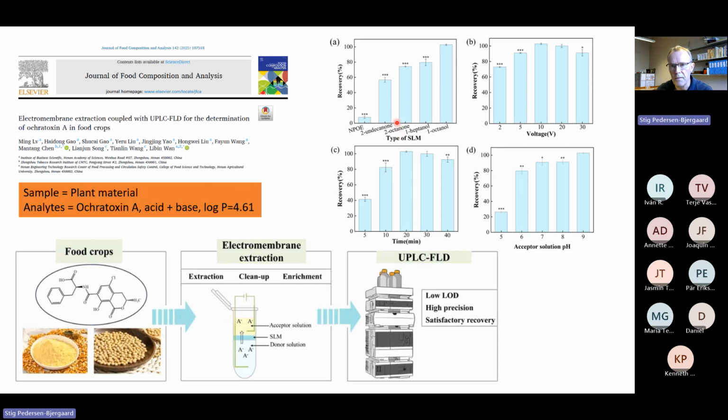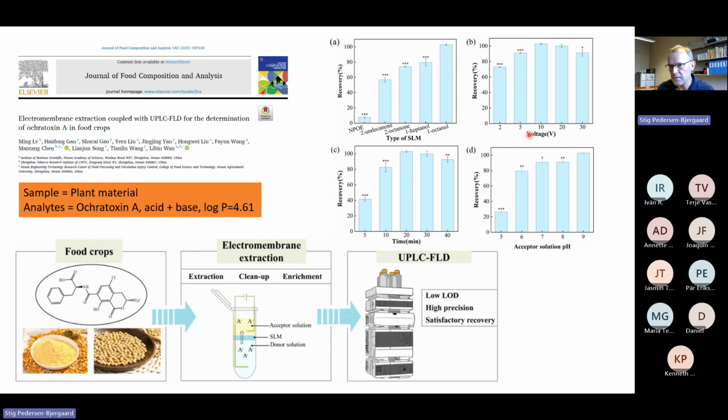And you can see here that they studied the different operational parameters. So again, they tested different organic solvents as liquid membrane. We can see here that NPV is not a good membrane for acids, and we know that, whereas the ketones and especially the alcohols are much better membranes for acidic substances. So the best membrane liquid was actually 1-octanol.